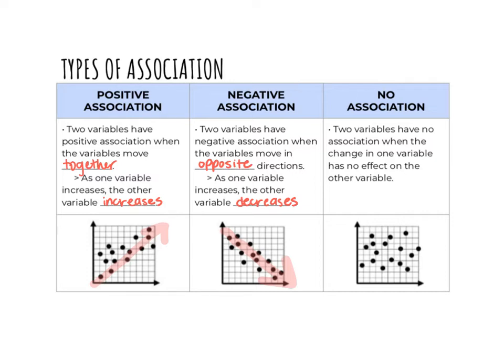And then finally, your last would be if there's just no association, and that would be if the two things really aren't related at all. So one change in a variable doesn't affect the other. And in this graph, it kind of just looks like a big mess. There's no general upwards trends, there's no general downwards trends, it's just kind of all over the place, and that would be no association.